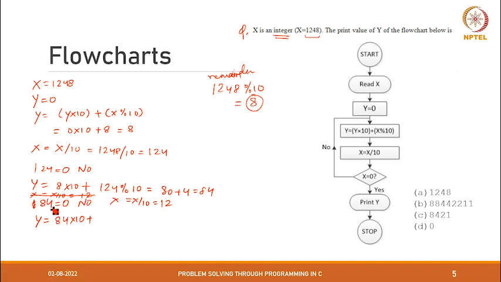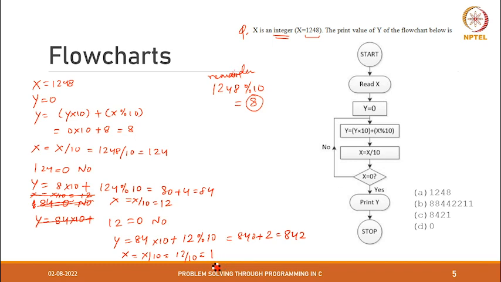So now in the next step, it will check, is 12 equal to 0? No, it is not equal to 0. So it will come back here. y is equal to, now it will again recalculate, y was 84. It will be 84 into 10 plus x was 12, so 12 percentage 10, that will be 840 plus 2, that will be 842. Now after this, again x is equal to x by 10. So x was 12 here, so we'll have 12 by 10, basically we'll have 1, because this is the quotient part. And 1 is still not equal to 0, so this will still be no, and it will go back here.